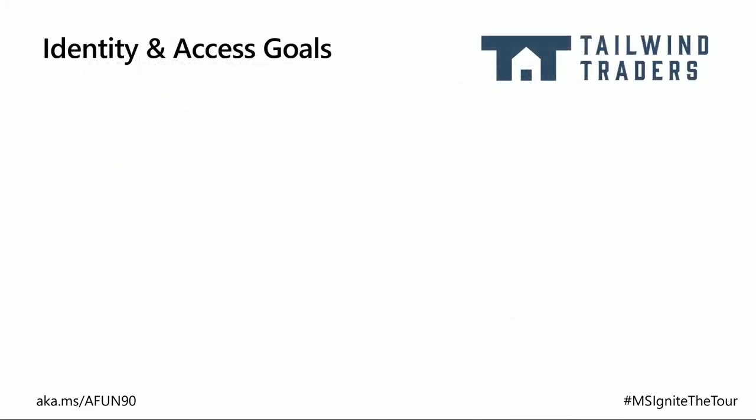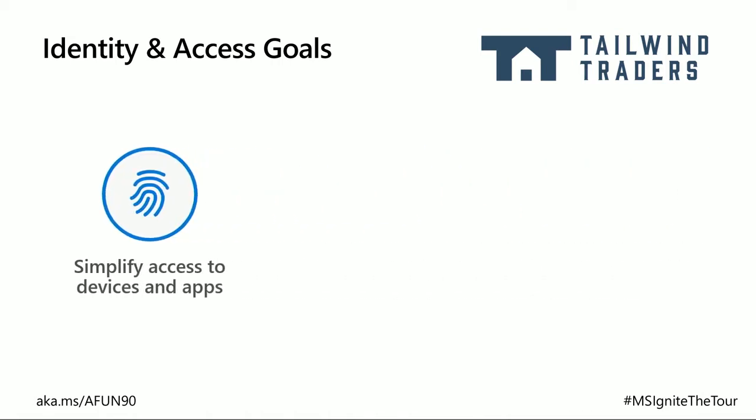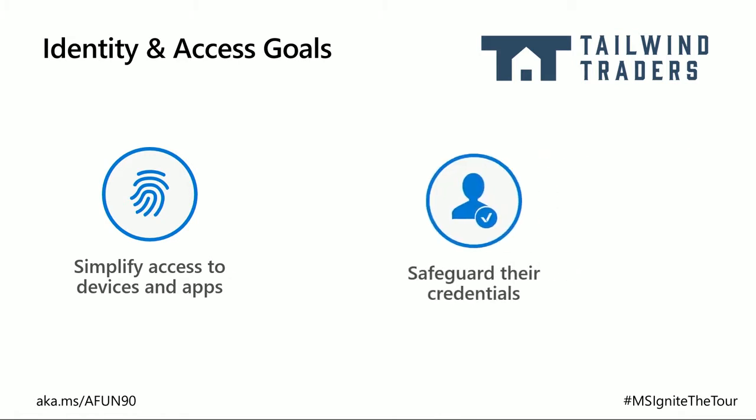Tailwind Traders, our amazing customer, have some goals about what they want to do with identity and access. And like anything with technology, it really is about matching the capabilities and the products to what they're trying to achieve. To start with, they want to make it as easy as possible for their users, because we know what happens when you make it hard for users to do things. They try and get around the system. So let's make it as easy as possible for them to get access to the stuff that they need while still knowing that that's secure.